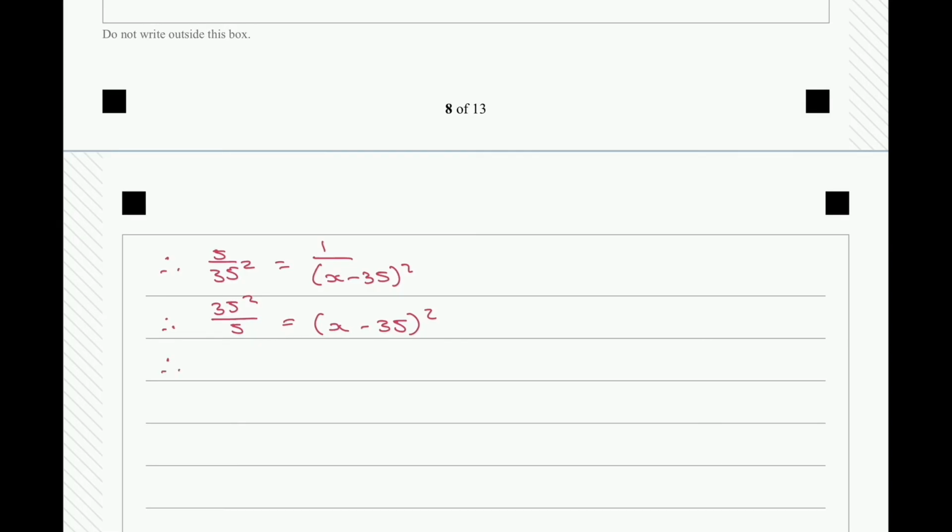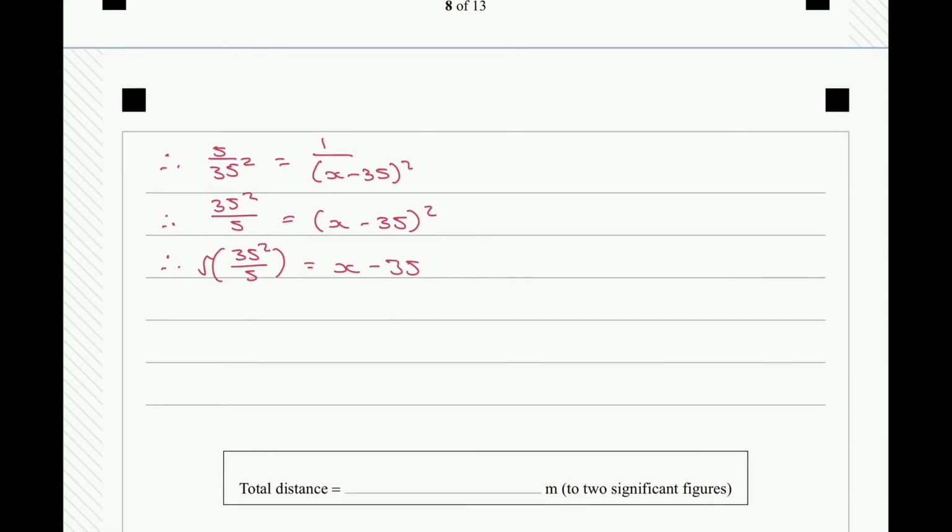Now we're left with, I want to move the square. So to do that, I'm going to be left with the square root of 35 squared over 5 is equal to x minus 35. You can simplify this if you want. That would be simplified to 35 over root 5. To me, it doesn't really matter because we're going to get to a point where we can just punch this all into the calculator, and I don't want to make any simplifications, mishaps, or mistakes.